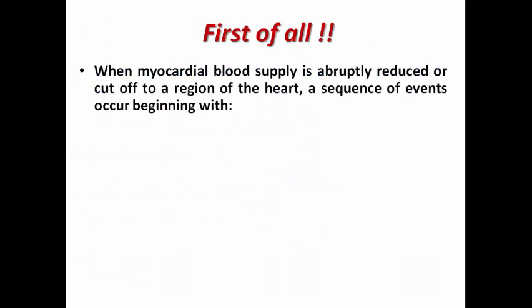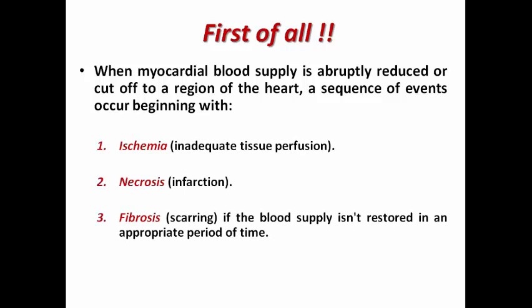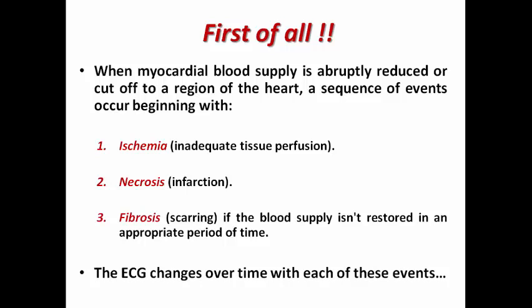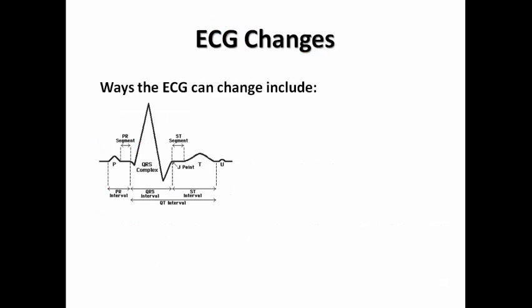First of all, we need to understand some of the pathology of the myocardial ischemia. When myocardial blood supply is abruptly reduced or cut off to a region of the myocardium, a sequence of events occur, and this begins of course with ischemia, in which there is inadequate tissue perfusion, but the tissues are still viable, followed by necrosis, or we call this here infarction, because the necrosis is caused by reduced blood supply, and if this infarction was not salvaged at the appropriate time, it ends up with fibrosis or scarring because this segment was not salvaged at the appropriate time. And so the ECG change occurs sequentially with each of these events.